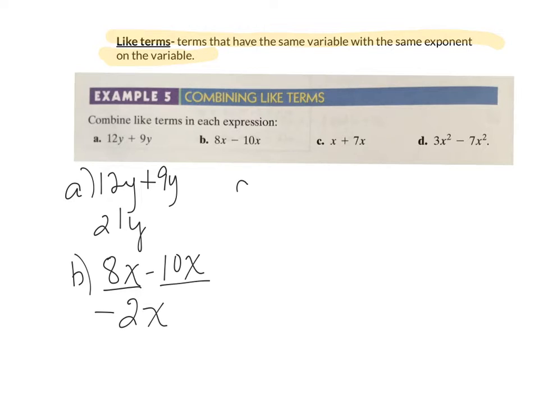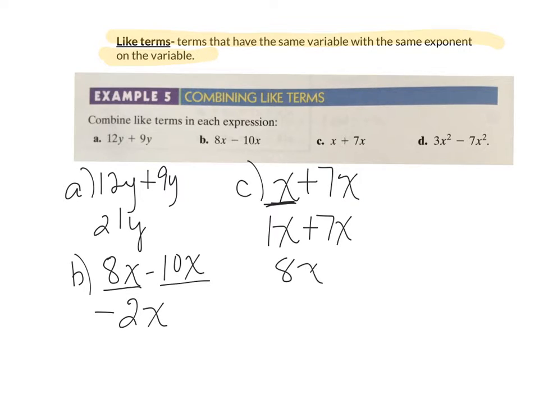C part, you have x plus 7x. Well, remember, if there's not a number in front of that variable, it's an understood 1, so that's really 1x plus 7x. And 1x plus 7x is 8x. No big deal. You're just combining like terms.